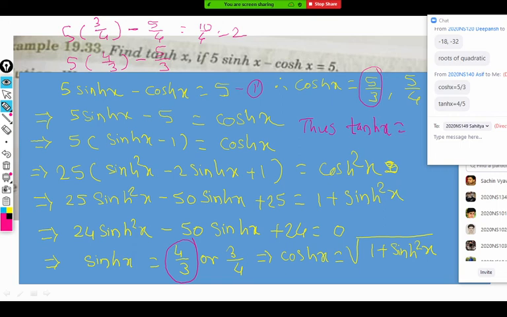Thus the final answer: we want tanh x. So it is sinh x upon cosh x. That is 4 by 3 divided by 5 by 3. So the final answer is 4 by 5. 4 by 5 is the required answer. So it is just like our triangle there. That is a right angle triangle where we have sine and cosine function. We can form a similar triangle here also, but it is not required. Okay, so that is about the solution. If you have doubt, yes, you can ask.